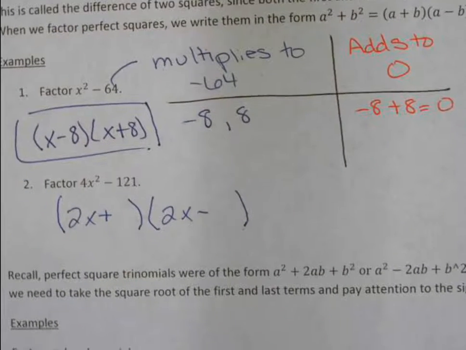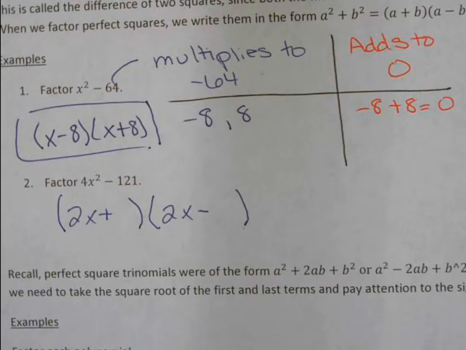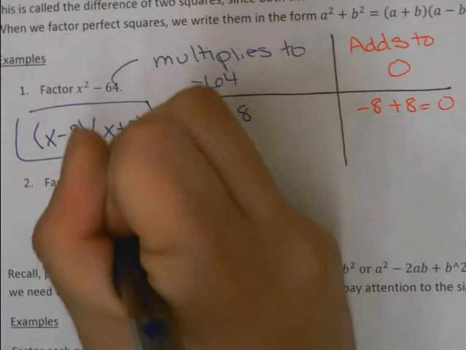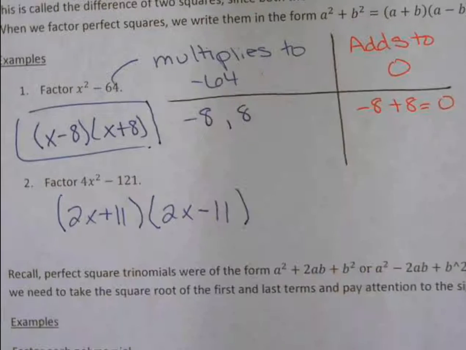And what about the square root of 121? So then each piece just gets 11. Just one of them has to be positive and one of them has to be negative. Any other questions?